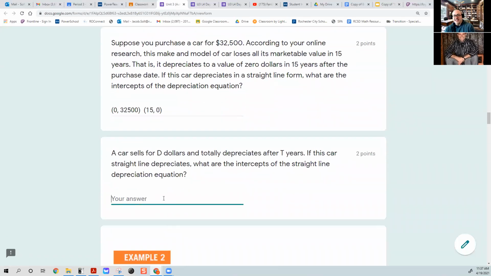Now I'm going to switch it up and make it a little bit harder. A car sells for $D and totally depreciates after T years. If this car straight line depreciates, what are the intercepts of the straight line depreciation equation? For some reason, you students find this to be more difficult. I try to get you to practice doing things like this. This is expressing it algebraically. It's not hard once you get the hang of it.